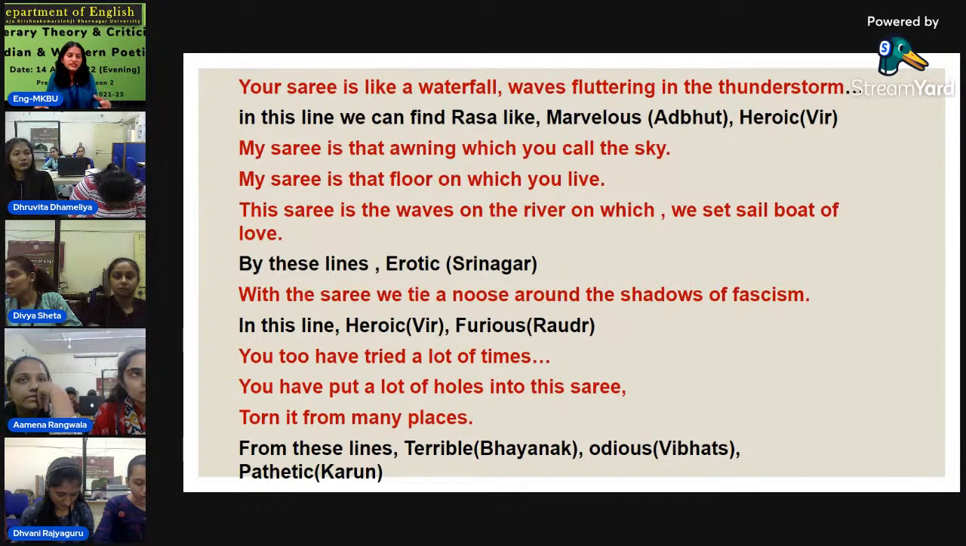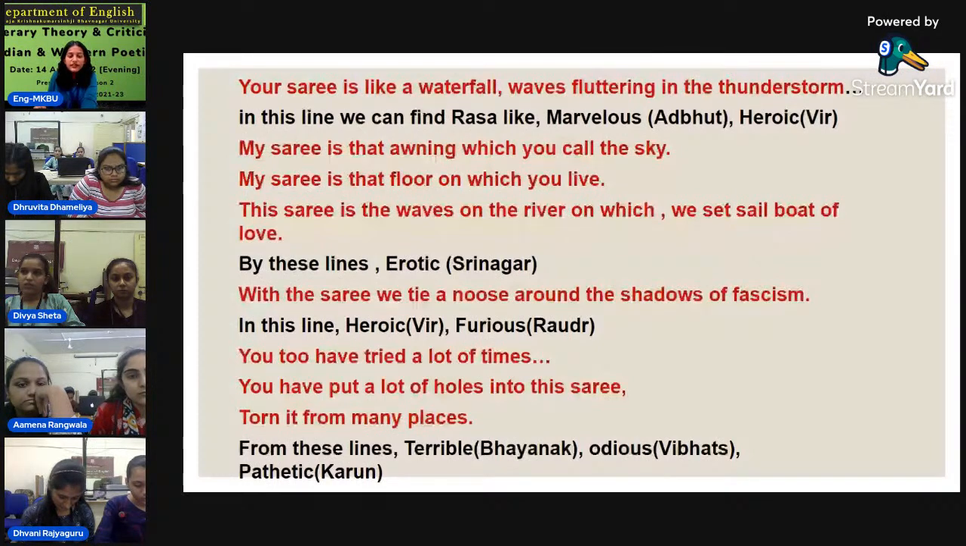My sari is that awning which you like, which you call the sky. My sari is that floor on which you live. This sari is the waves on the river on which we set the sailboat of love. These lines contain the rasa of Shringar.